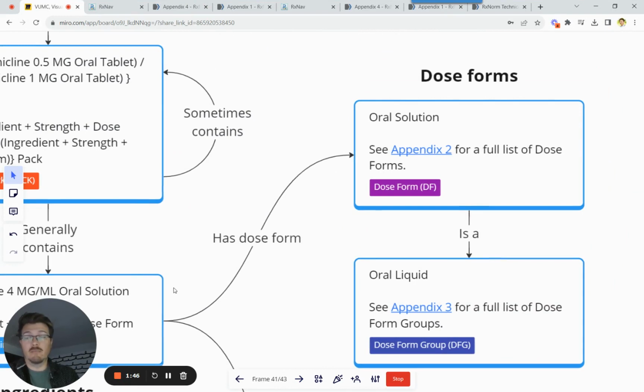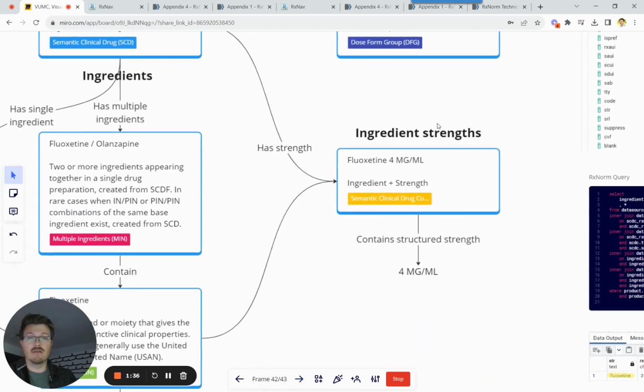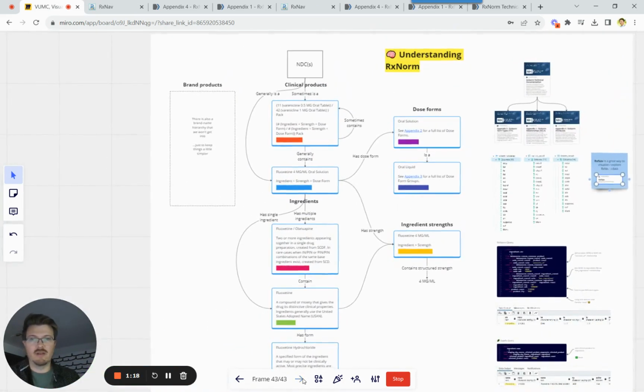The other thing about products is they can have dose forms, and then those dose forms can be represented as part of a dose form group. So that's another linkage from product. And then lastly, the ingredient strength is represented by a combination of the product and the ingredient that you care about in that product. So like for fluoxetine, 4 milligrams per mil, the strength of that is 4 milligrams per mil. And so this is kind of how I think about the data model of medications within RxNorm.